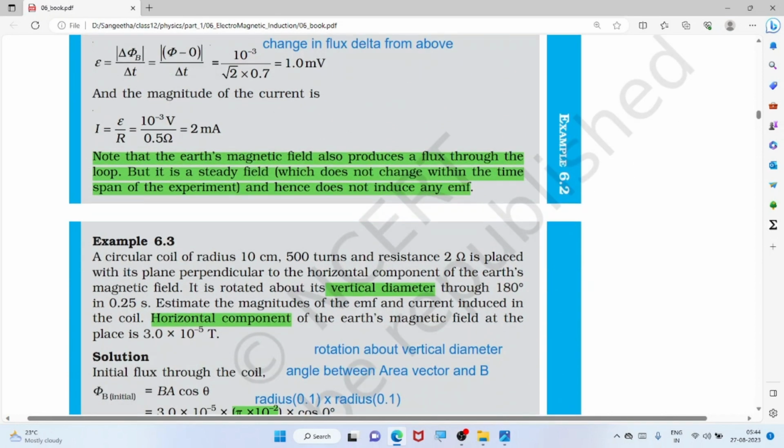Note that the earth's magnetic field also produces a flux through the loop. That is a steady field, it is not changing over time. It is a steady field which does not change within the time span of the experiment, and hence it does not induce any EMF. EMF is induced only when there is a change in flux over time. The earth's magnetic field does not change over time. That is important.